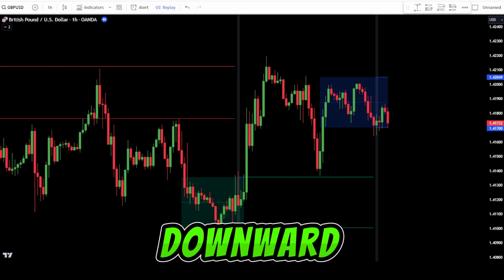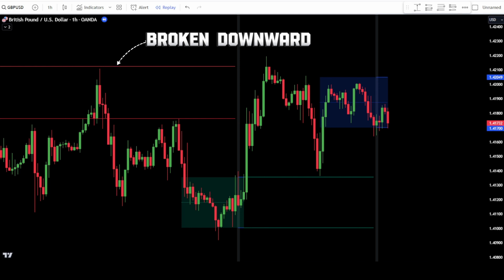3. Broken downward. Broken downward signifies that the price has broken out to the downside. This implies that the price is likely to undergo a decline. In other words, if the price breaks out to the downside and the indicator indicates a sign of broken downward, it is a bearish trend signal or a continuation of a bearish trend.